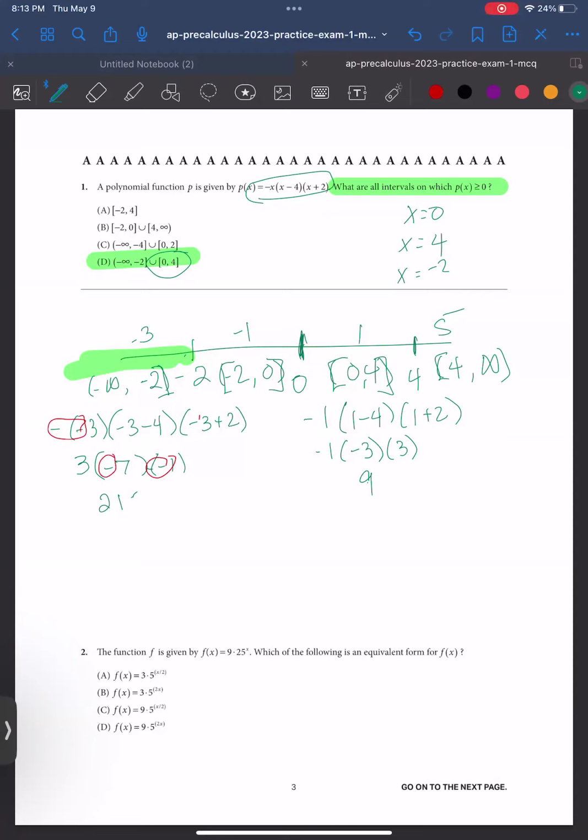Okay. Question number 2. The function f is given by f of x equals 9 times 25 to the x. Which of the following is an equivalent form of f of x?